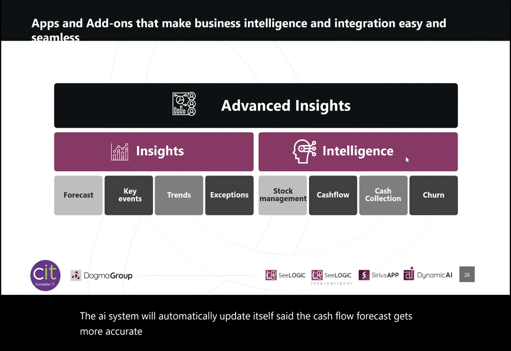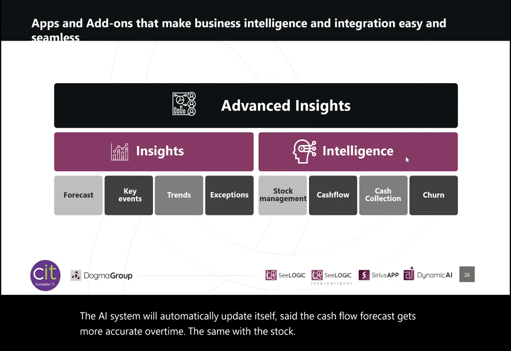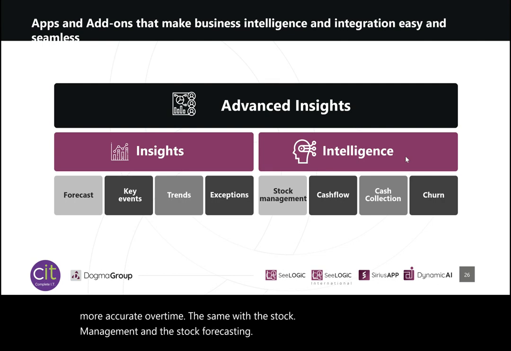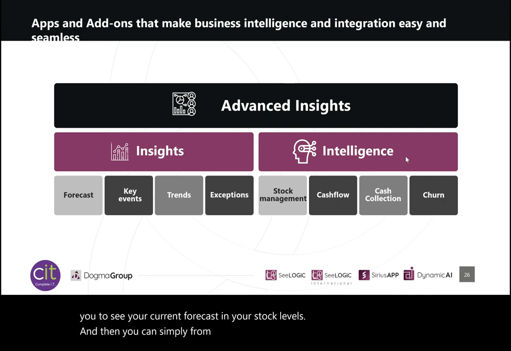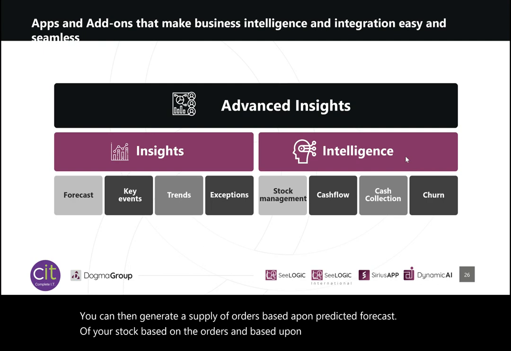The same with the stock management and the stock forecasting. So this will look at different models based upon orders, based upon predicted orders, and allow you to see different trends, and it will enable you to see your current forecast and your stock levels. And then you can simply, from a right click of a mouse, generate a supply of orders based upon predicted forecast of your stock, based upon the orders and based upon what's already been confirmed in your business.